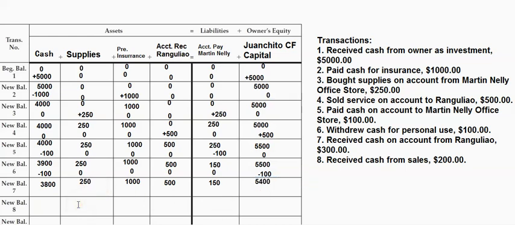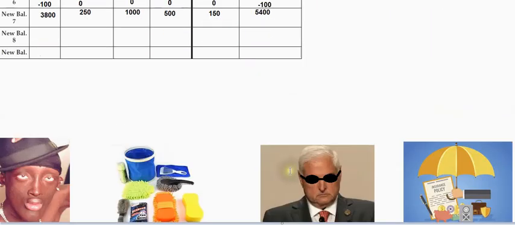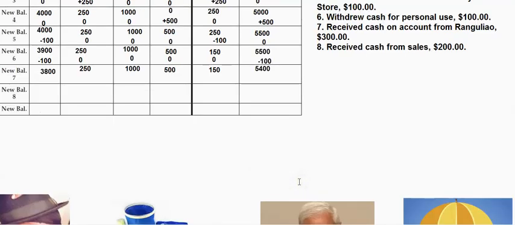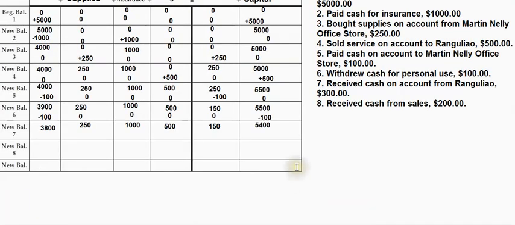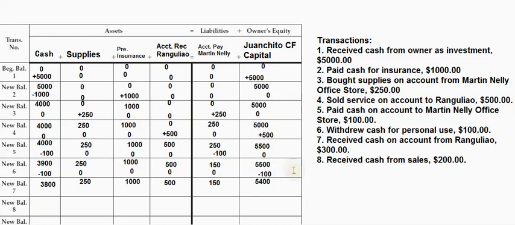Alright, transaction number 7. Receive cash on account from Ranguliao. Oh, finally, this deal is like, oh, I'm sorry, Juanchito. I owed you money and now I'm paying them back. Okay, very good. We can still be friends. And he is paying 300 bucks. Even though that's not the total amount of debt he owes Juanchito, still that's something, right? When someone gives you money, you're not going to refuse, right? You would take it with happiness, with joy.